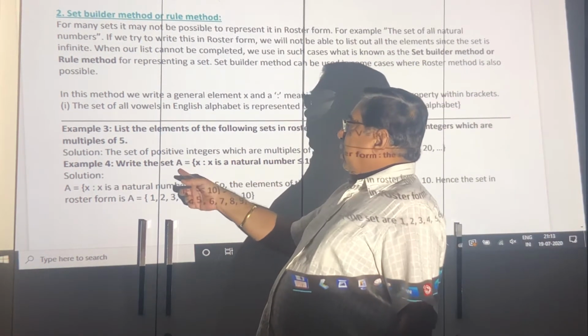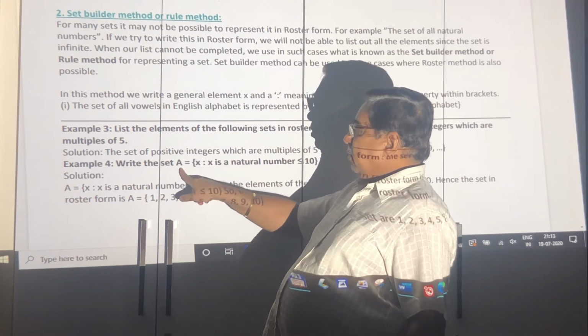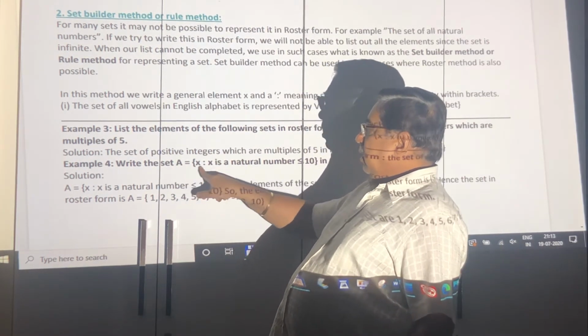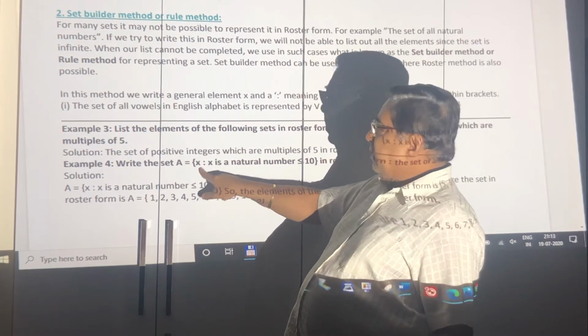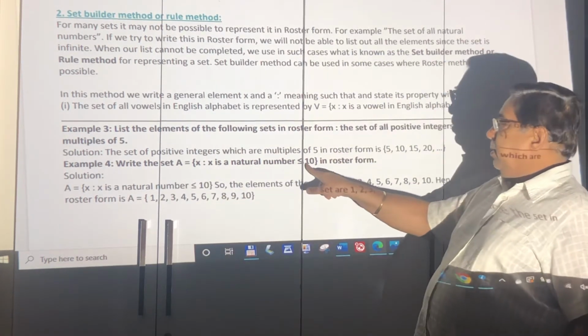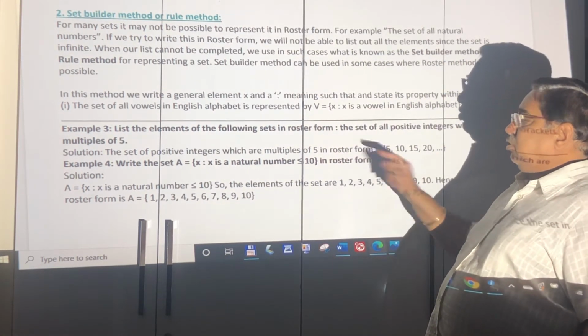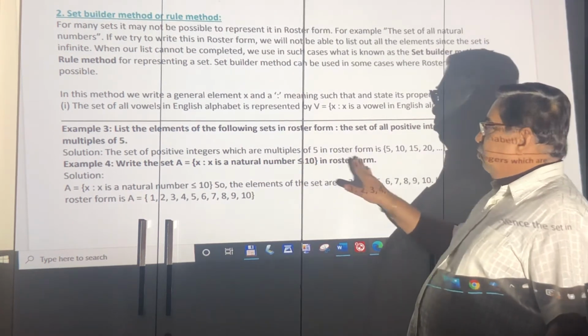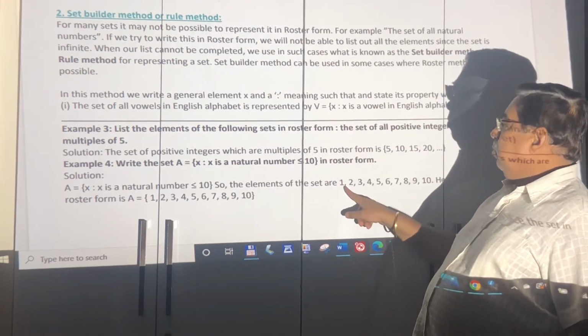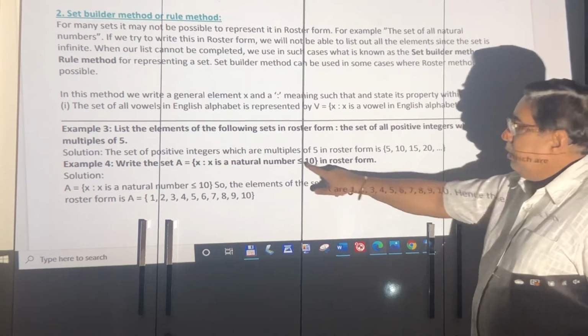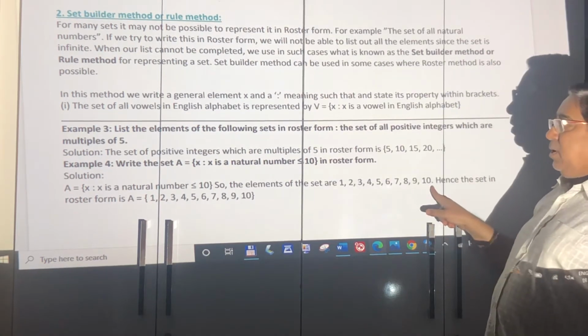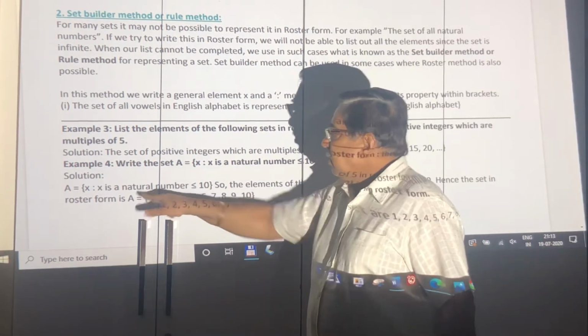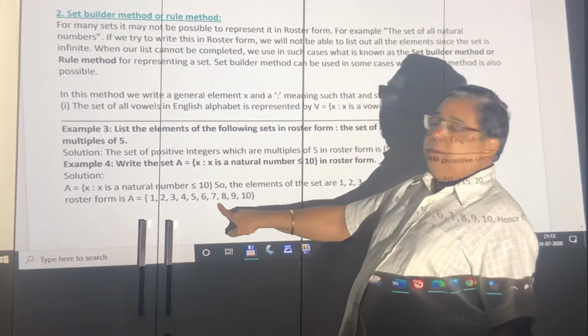Write set A. When a rule method is given, set A contains element x such that x is a natural number less than or equal to 10, in roster form. This is the rule and I have to convert it to roster. So I will say 1 to 10, because less than or equal to 10. Okay, I'll put it in curly brackets. So the rule is this and the roster is this.